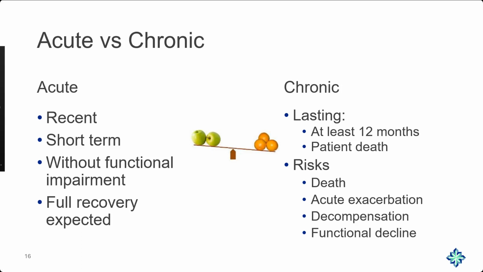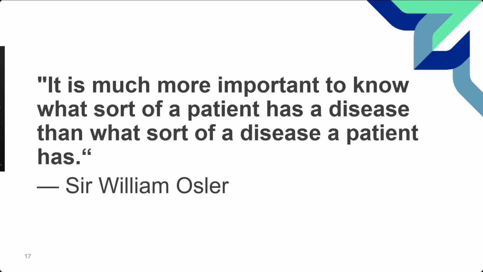One quote that we do like to give, and I'm going to show a chronic documentation example here in a minute, is that when you're looking at the patient's problem, is it acute, is it chronic? It's much more important to know what sort of patient has a disease than what sort of disease a patient has. And that is a quote from Sir William Osler. And it really drives home the point, or I feel it really drives home the point, that you've got to look at the patient themselves.